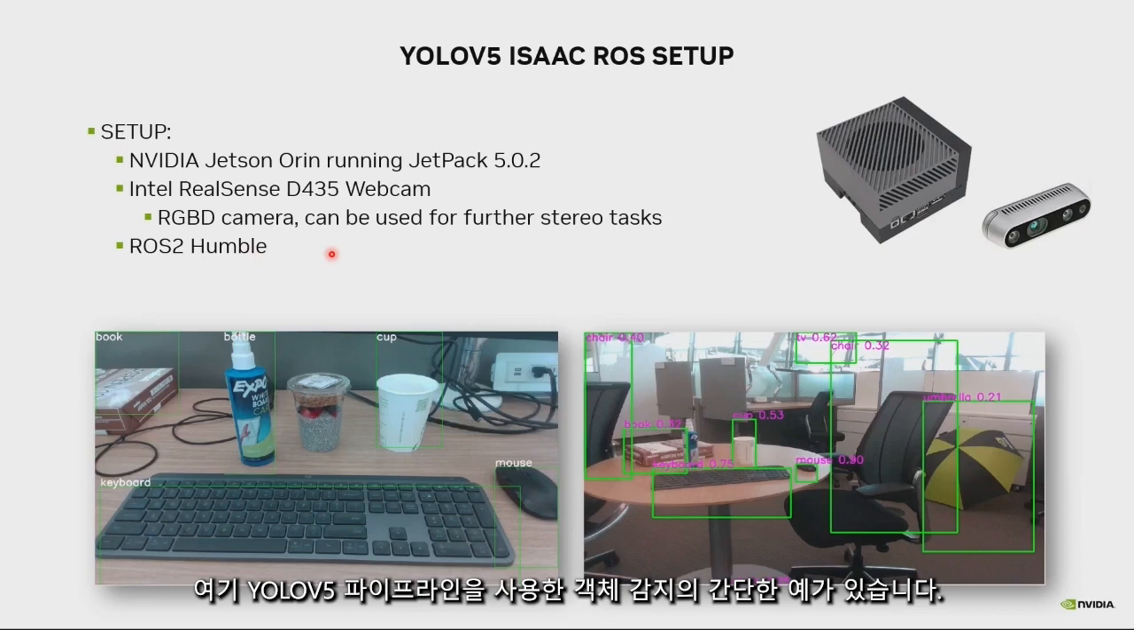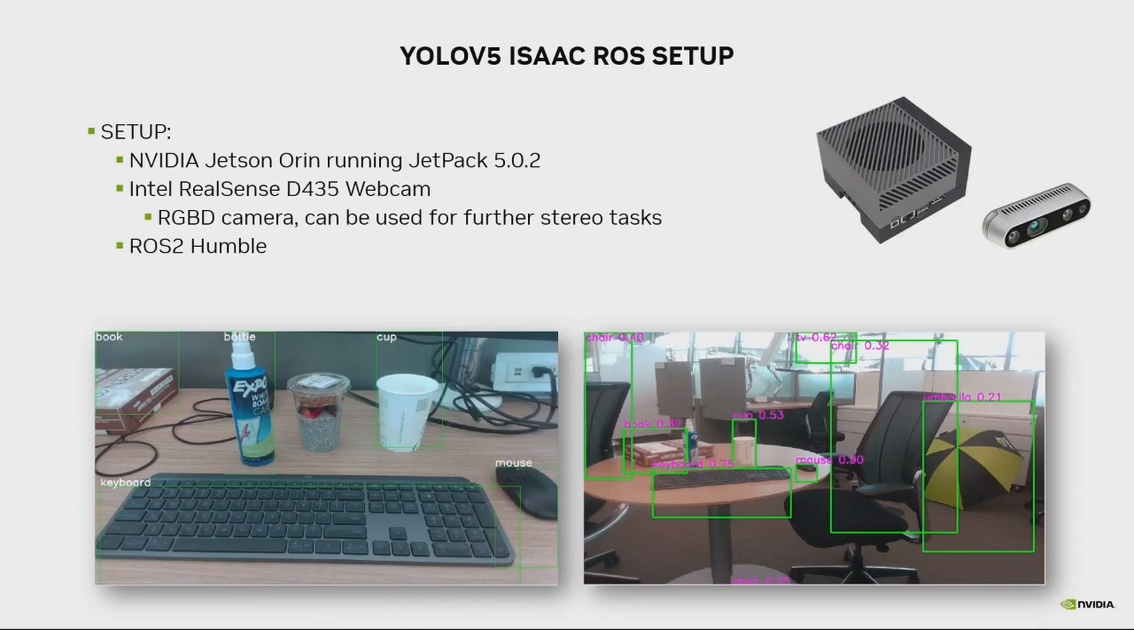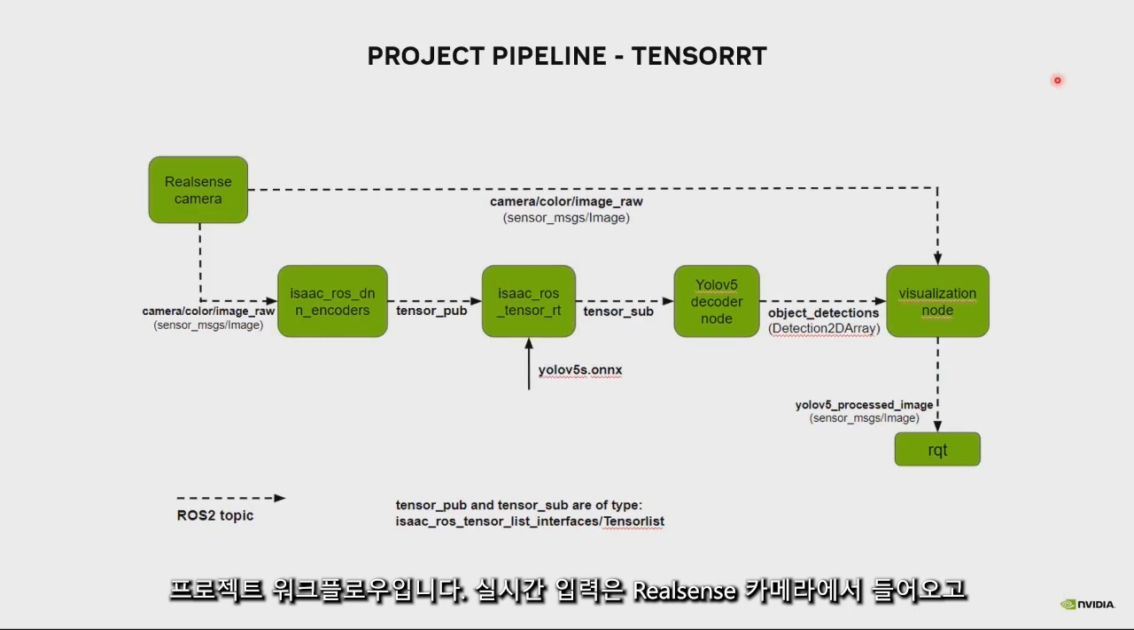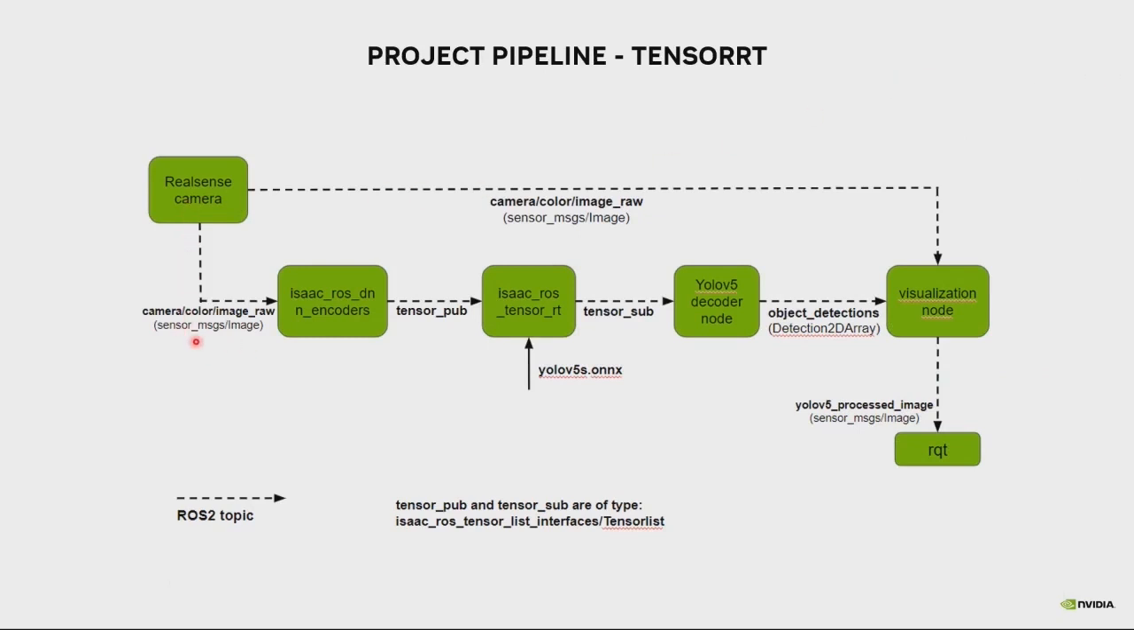So here is a sneak peek of object detection using our YOLO v5 pipeline. This is the project workflow for YOLO v5 object detection using Isaac ROS. Live input comes in from the RealSense camera and is communicated as a ROS2 image message type. Next, we have the Isaac ROS DNN encoder node that converts this image message into an Isaac ROS tensor list message. This tensor list is consumed by the TensorRT inference node along with the model that we provide.